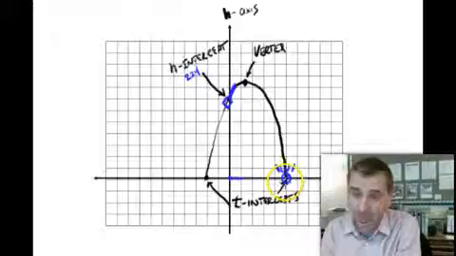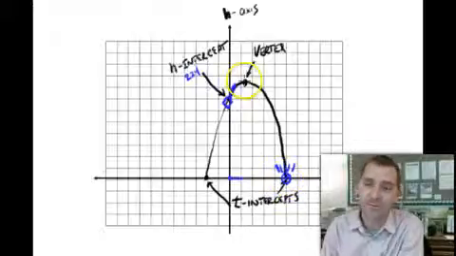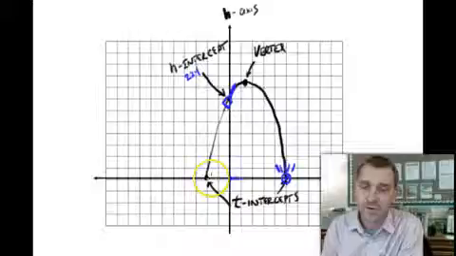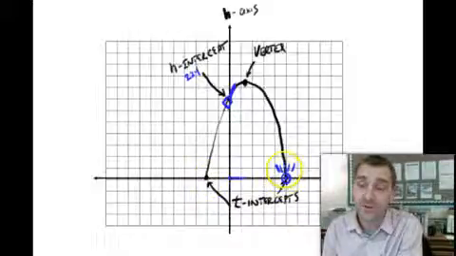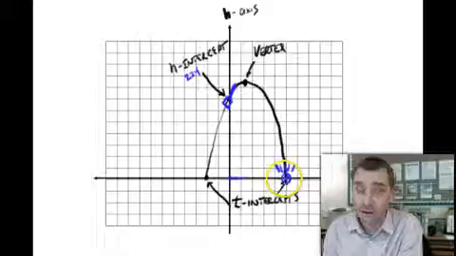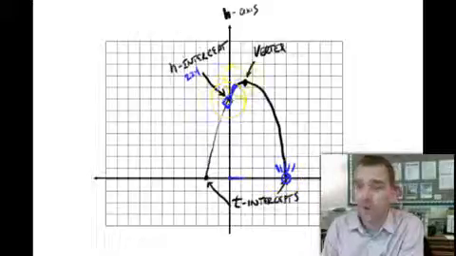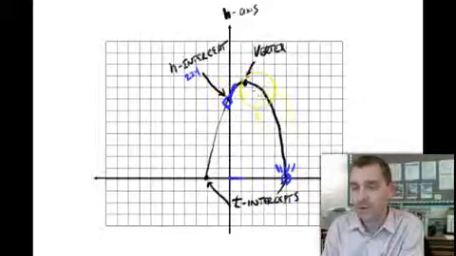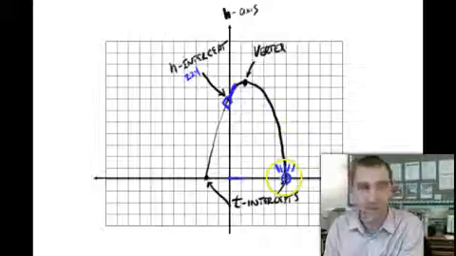So come to class with answers to all of these: the vertex, the h-intercept, the two t-intercepts, and that point right there is going to be your answer, the solution to how long it took for this water drop to go up, start coming back down, and splash and hit the water level.